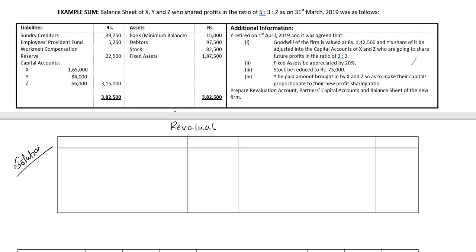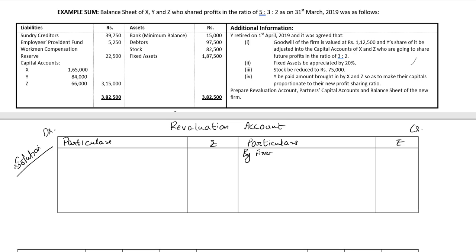Revaluation account. Left side debit side and right side credit side. Particulars. Rupees. Particulars. Rupees. Point 1 is about the goodwill treatment. The second point, fixed assets be appreciated by 20%. So we need to increase the value of fixed assets by 20%.